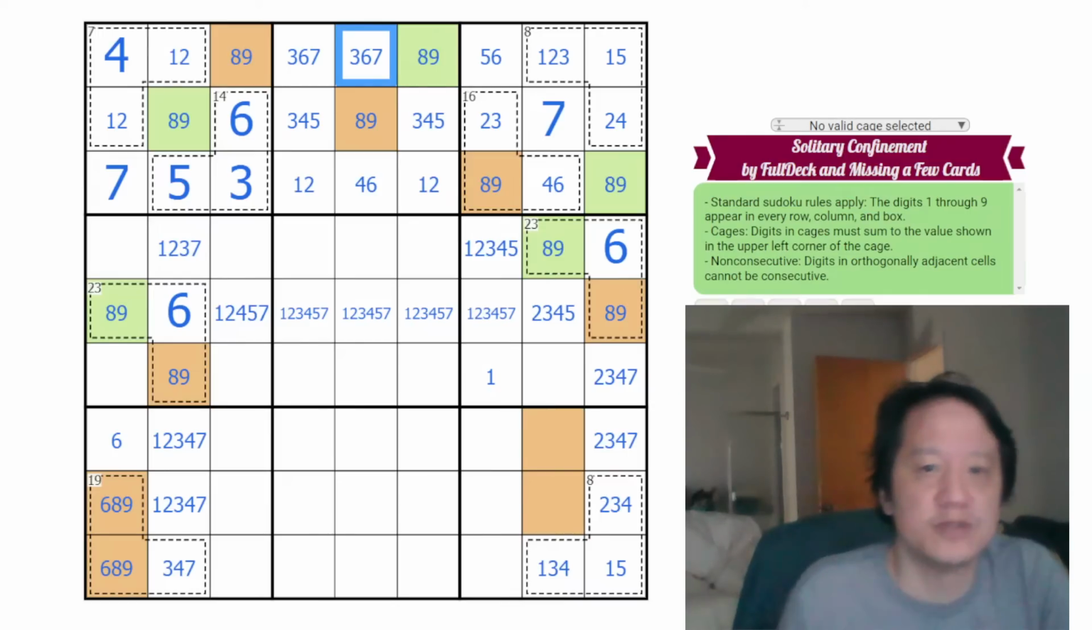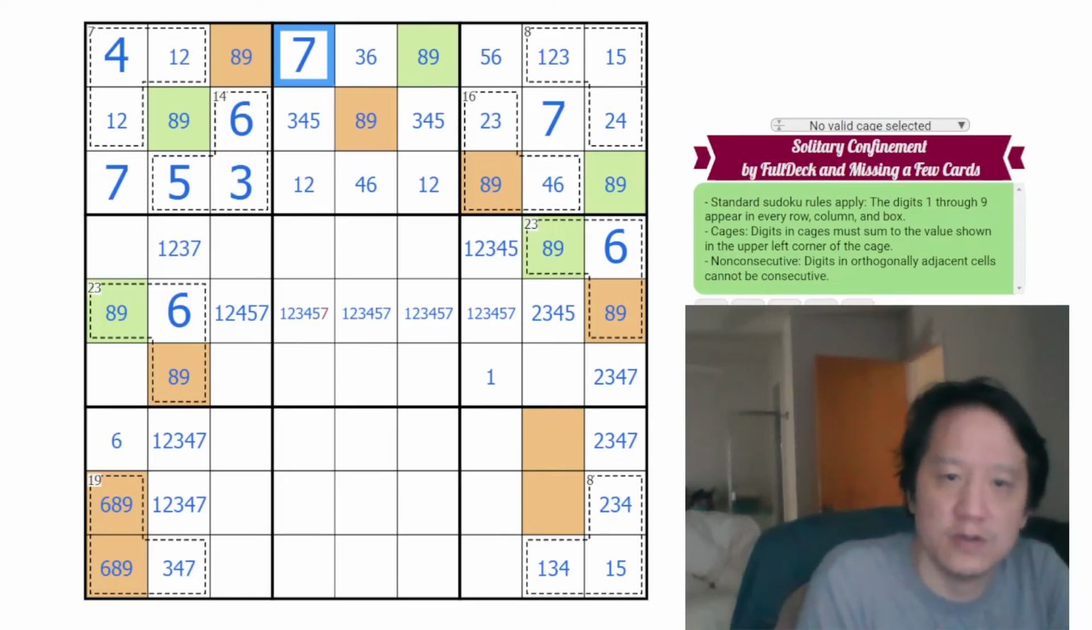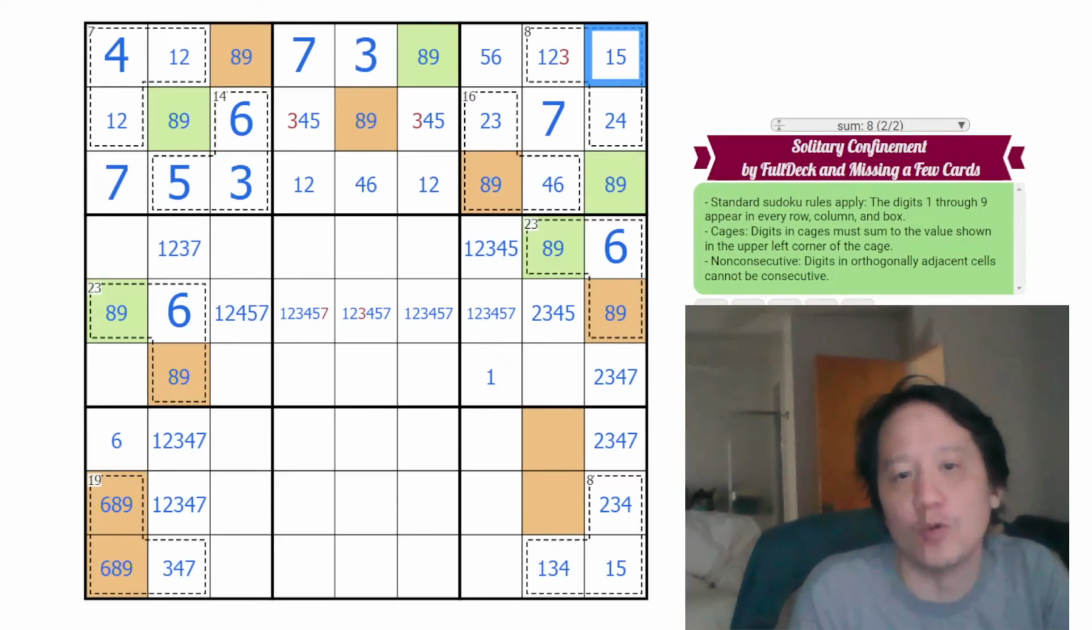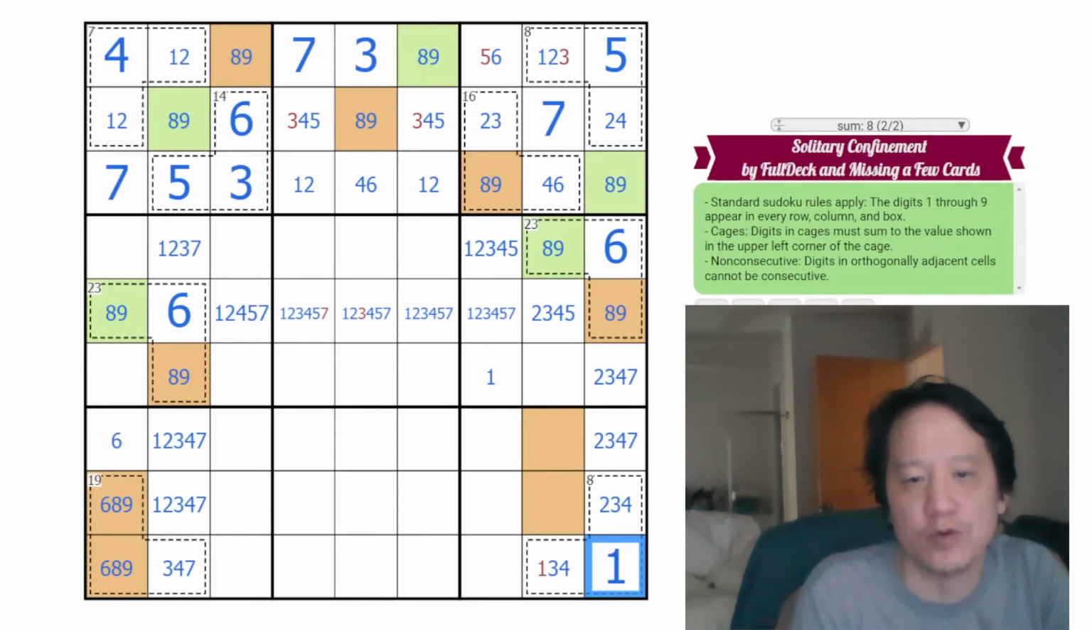So this cannot be 7 because this sees both 8 and 9. So this is 7. Since this is 7, this cannot be 6. So this is 3. So we know this cannot be 1, 3, and 4. So this is 1, 2, 5. So this is 5. This is 1. This is 6. This is 4, 3, and so this is 6. This is 2. This is 1.